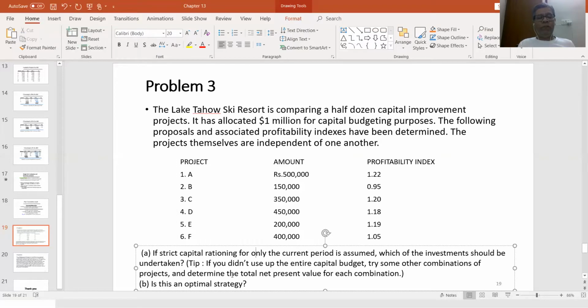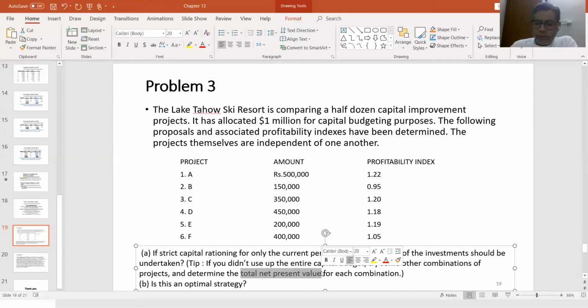for each combination. So we need to find out the NPV as well in this question, but we don't have any information, so we try to find out how we can get this NPV out of this question. So first we need to go for the combination of the projects, so we can find out how we can utilize it.